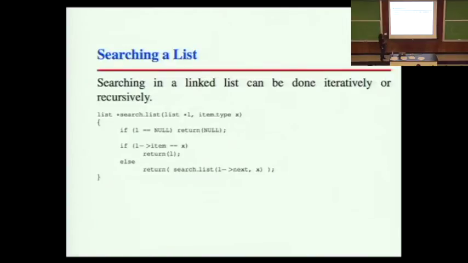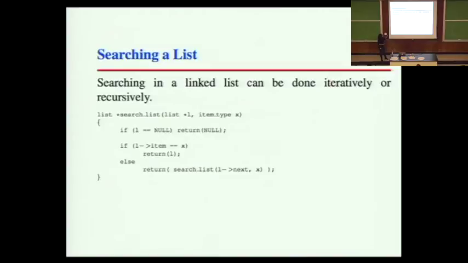Well, you can do this iteratively or recursively. What you do is you start at the head of the list. This is just checking if the list is empty. So if the list is empty, obviously the thing you're looking for is not there. If it's not, you look at the item in that location. If this is something you're looking for, you're done. Else you keep going to the next in the list. So you go one step further in the list, and you keep looking.